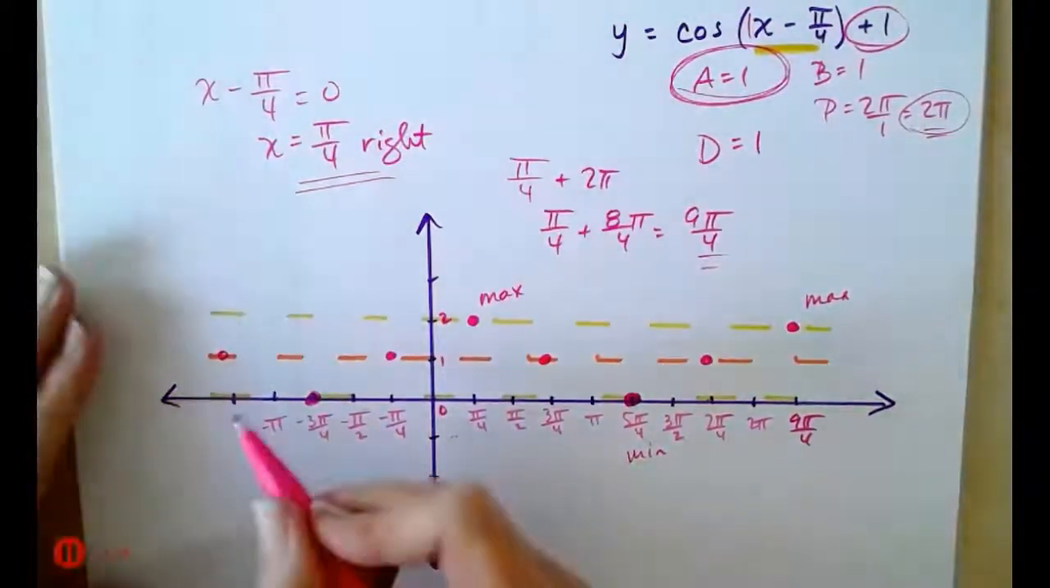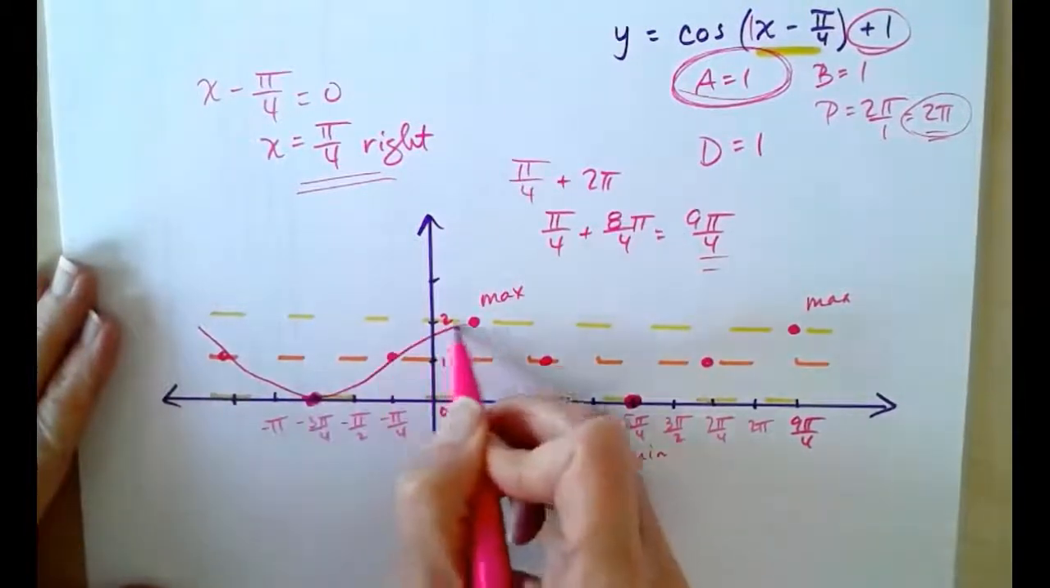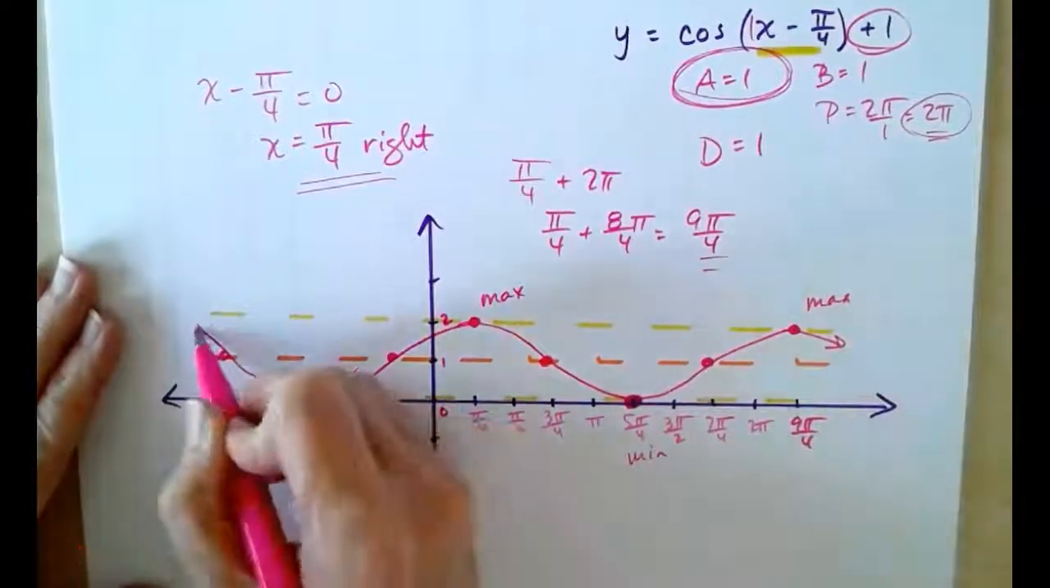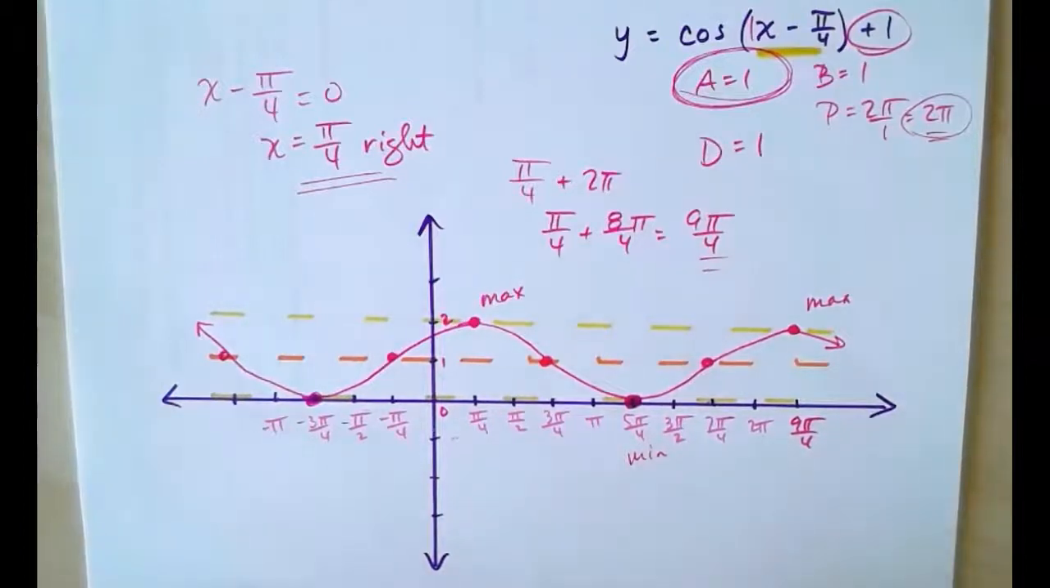So from here, we can draw a nice looking cosine graph. There we go. That is y equals the cosine of 1x minus pi over 4 plus 1.